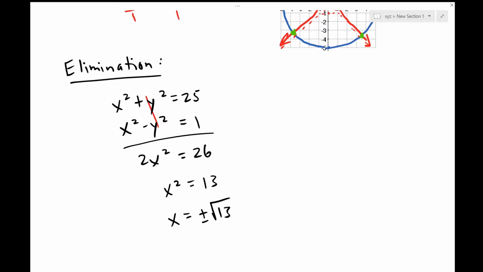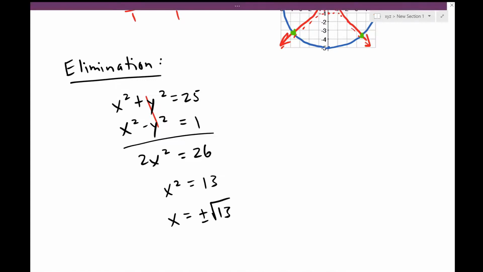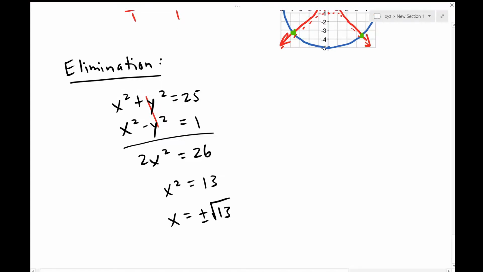Now, we still need to figure out the y coordinates here, so I want to take these values and plug them back in. So I'm going to take these x values that I got and plug them back into one of the original equations. Again, I could use either one. I'll go ahead and plug into the first one, but what I'm actually going to plug in here is not the x equals plus or minus root 13. I'm going to use the x squared equals 13.